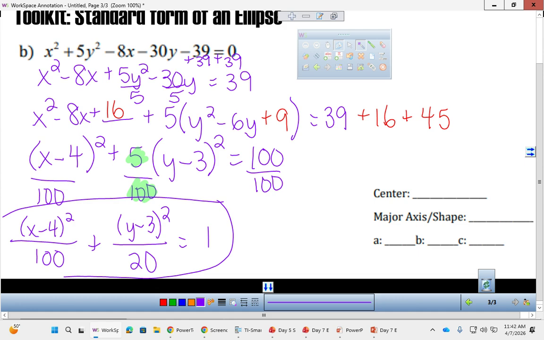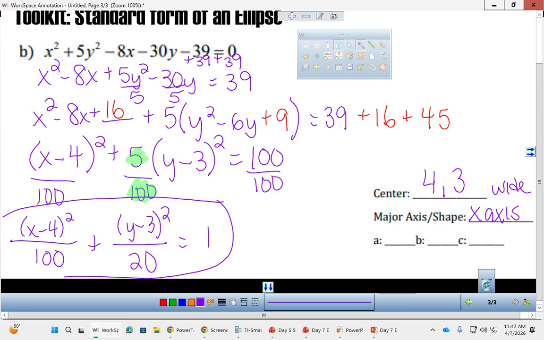Your center is opposite of what's with x, opposite of what's with y. Your radius in your x direction is 10, and the radius in your y direction is the square root of 20, whatever that is, but it's definitely going to be smaller than 10, right? So because 100 is bigger than 20, this is going to be bigger in the x direction, and so my major axis is the x-axis. This is going to be a wide ellipse, so more like this.